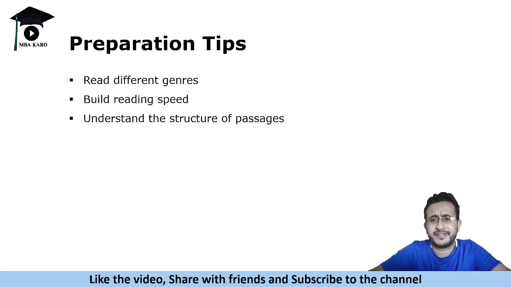Now, how to prepare? First thing, I told you to read different genres. That is the first and foremost thing. So that when you get a passage on, let us say, philosophy, you have some understanding. You can read through and understand some bit of the passage. Maybe you might not be able to answer all four questions, but at least one or two. Read different genres: philosophy, arts, history, psychology, science and tech, business, economy, finance, marketing. Read different things. I will give you the sources also in this video, so please do watch this video.